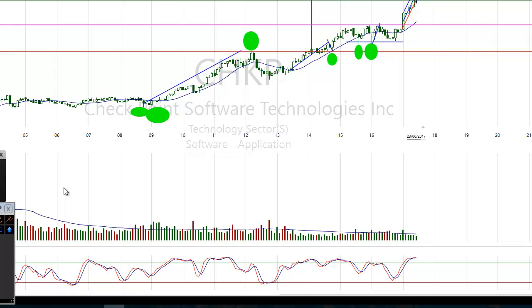Check Point Software Technology. Fibonacci extensions. 200%.